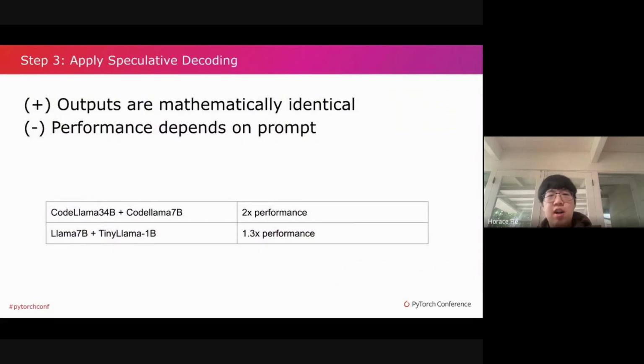And so the general benefit of speculative decoding is that the outputs are mathematically identical to not using speculative decoding. But the downside is that the performance of speculative decoding depends on the prompt that you're using. So for example, in coding, where a lot of the tokens are more predictable, you're able to get much better performance than in other cases. In this case, with our implementation, we get about a 2x performance improvement on Code Llama, but only about 1.3x for Llama 7B.